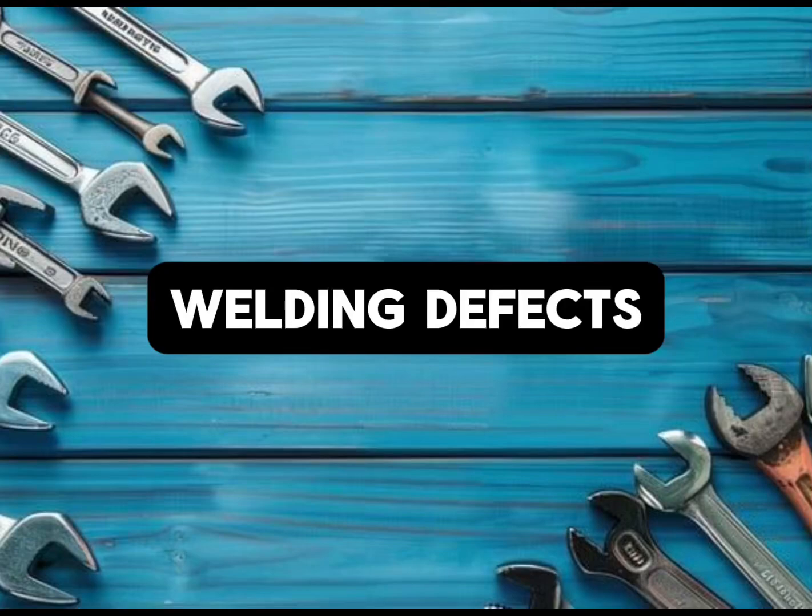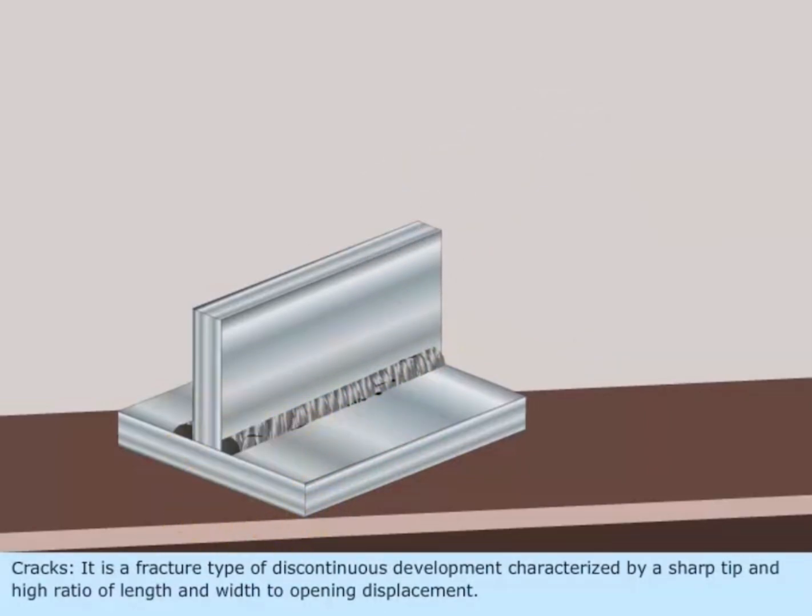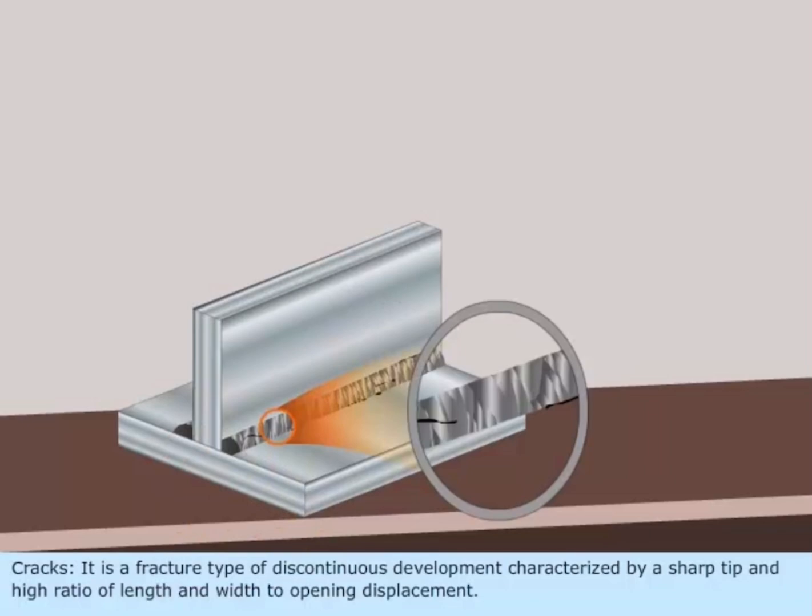In this media, you will learn about the various types of welding defects. A crack is a fracture type of discontinuous development characterized by a sharp tip and high ratio of length and width to opening displacement.